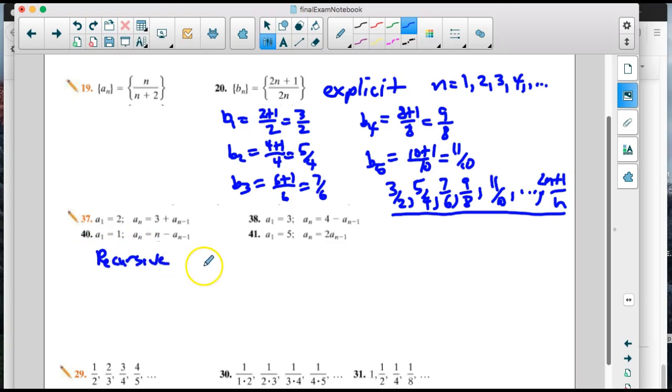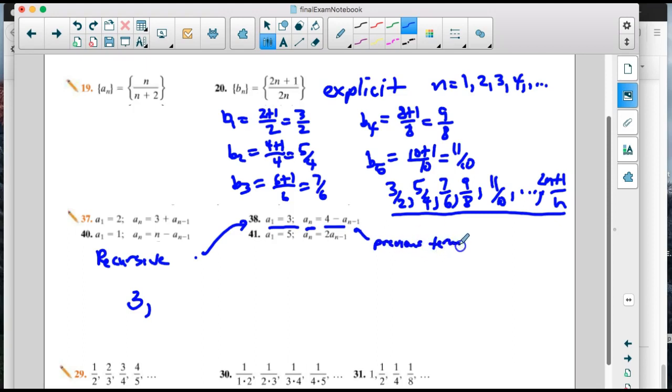A recursive definition means it's based upon the first term and a rule for every term after that based upon the first term. So if we're looking at 38 here, it tells us the first term is 3. So we'd start off with 3. That would be our first term. Then it's saying that every term after that, a sub n, is going to be 4 minus the previous term.